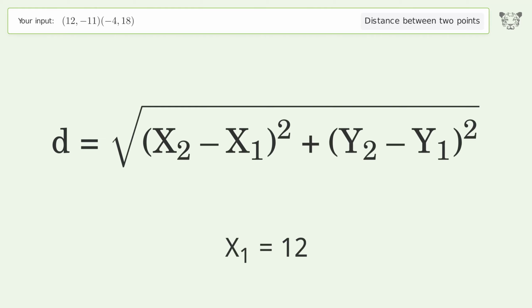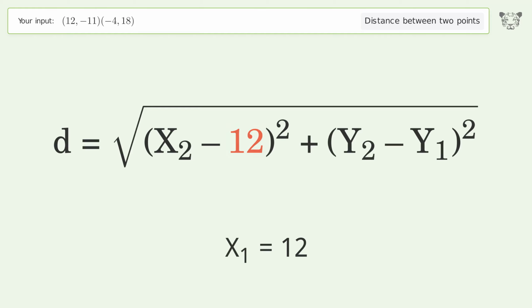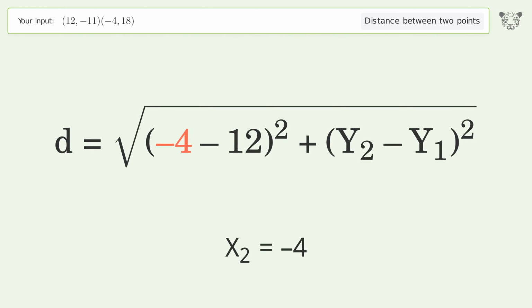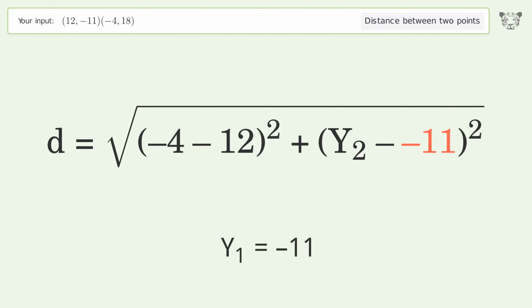x1 equals 12. x2 equals -4. y1 equals -11. y2 equals 18.